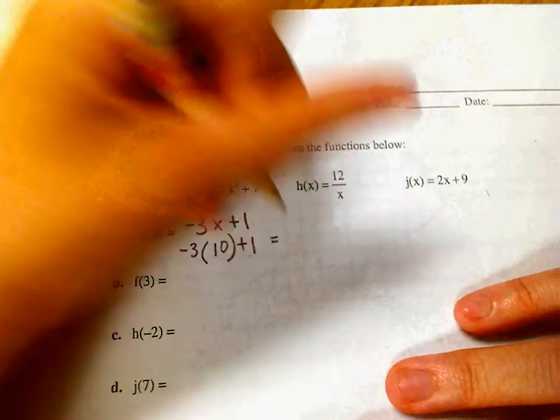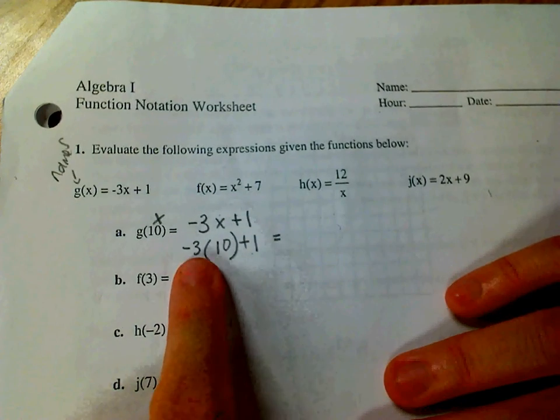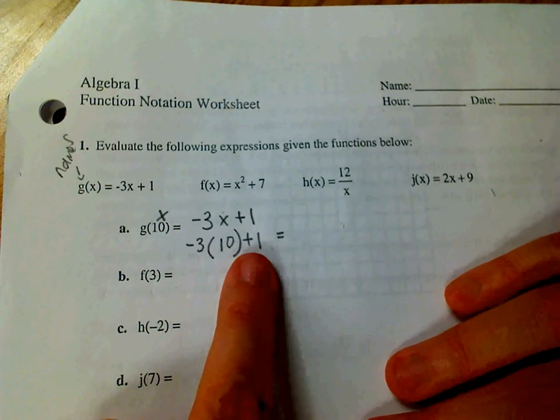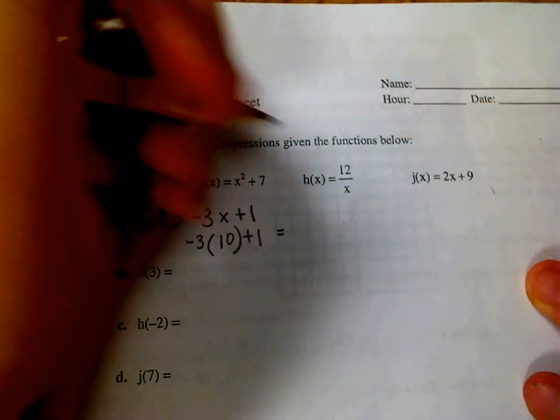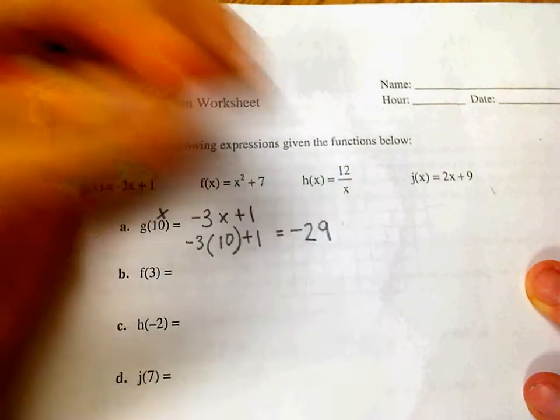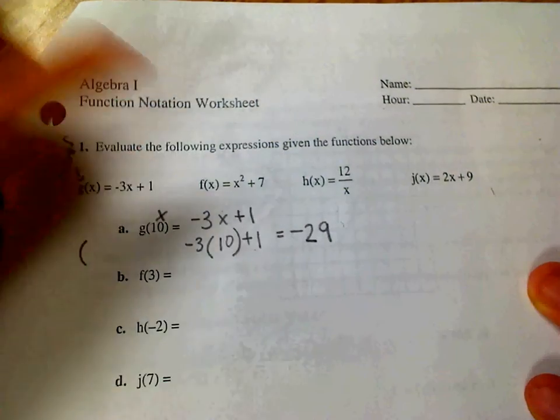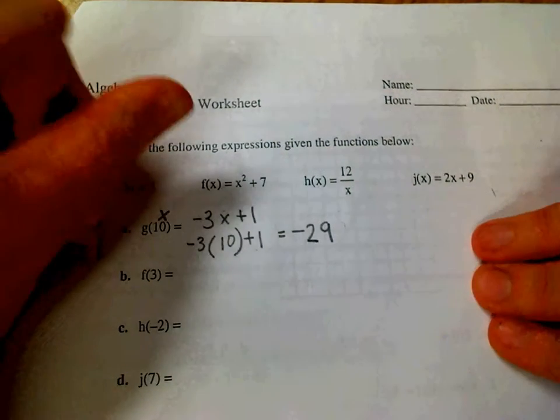equals, when you multiply that you get negative 30, and negative 30 plus 1 is negative 29. So I made you guys in class write it as an ordered pair, so that would be 10 comma negative 29.